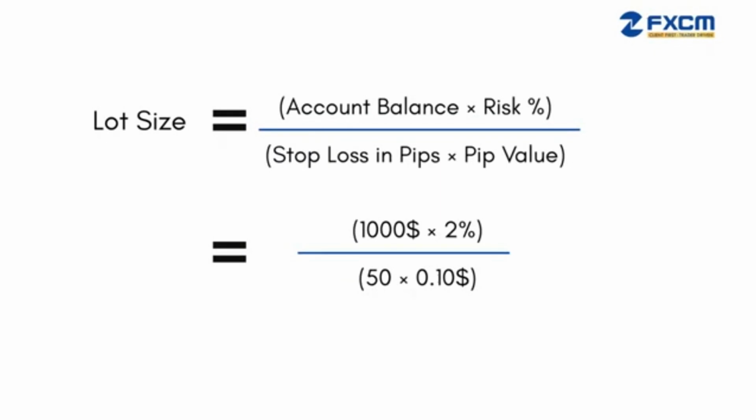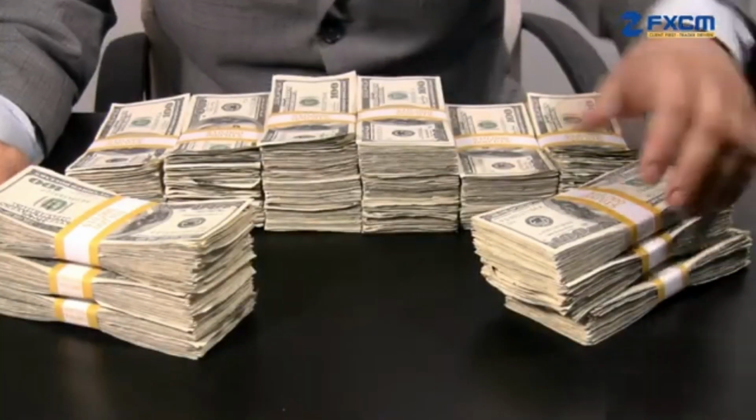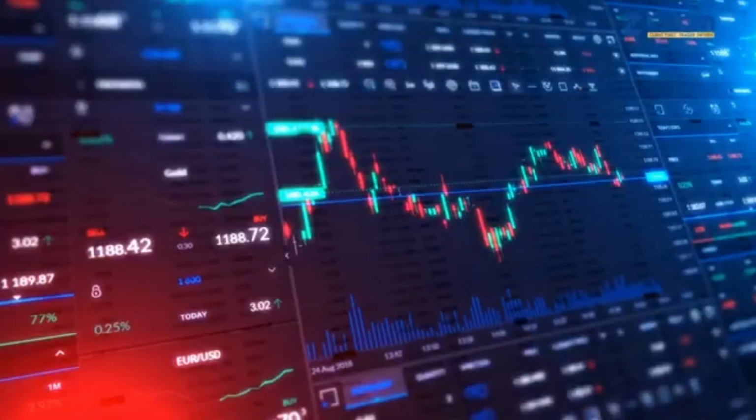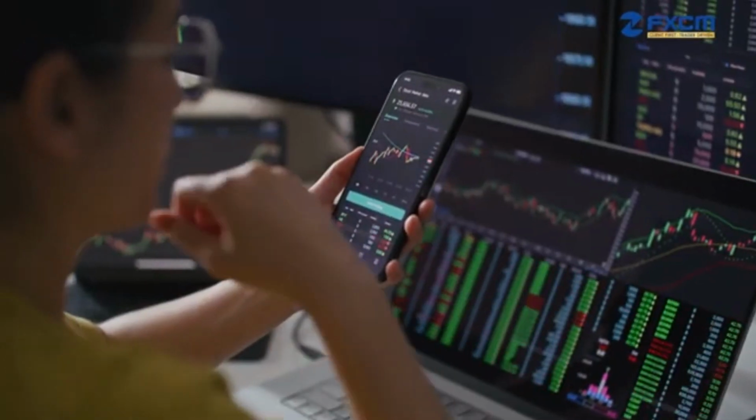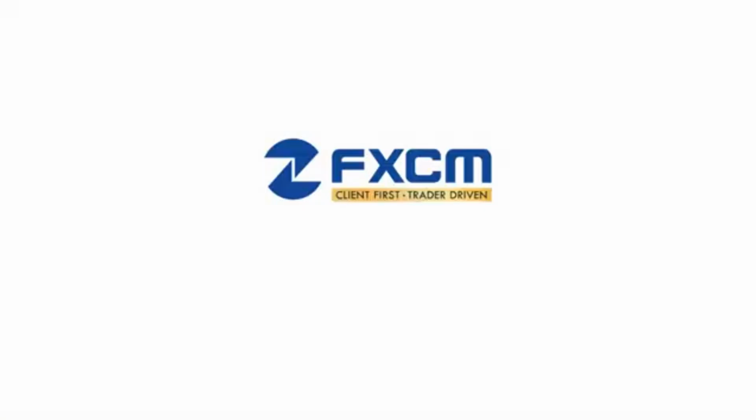Conclusion. Lot size isn't random. It's a strategic decision that should align with your risk tolerance and market analysis. With FXCM's trading platform, you have the tools to calculate and execute trades accurately. Remember, trade size controls risk, not just opportunity.